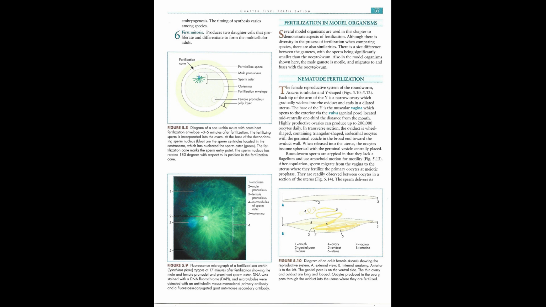Nematode fertilization. The female reproductive system of the roundworm Ascaris is tubular and Y-shaped, Figs 5.10 to 5.12. Each tip of the arm of the Y is a narrow ovary which gradually widens into the oviduct and ends in a dilated uterus.